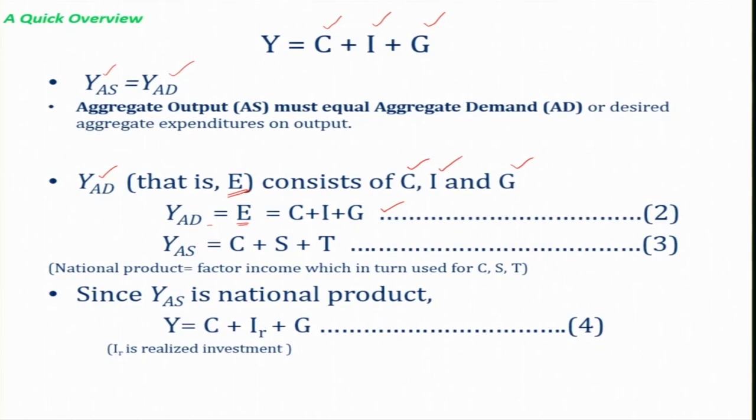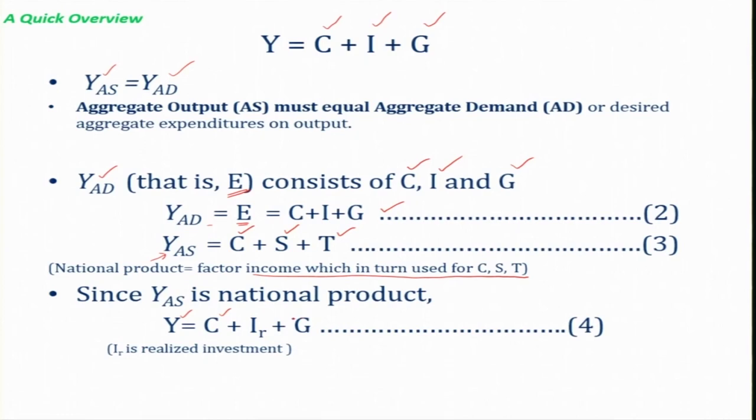Looking from the supply side of the economy, aggregate supply is equal to consumption plus savings plus tax. This is the way in macroeconomics we look at the supply side of the economy using this identity: aggregate supply is equal to C plus S plus T. The national product, the aggregate supply, is equal to factor income, which in turn is used for C plus S plus T. Since Y_AS is the national product, we can write that Y is equal to C plus I_R, where I_R means realized investment.